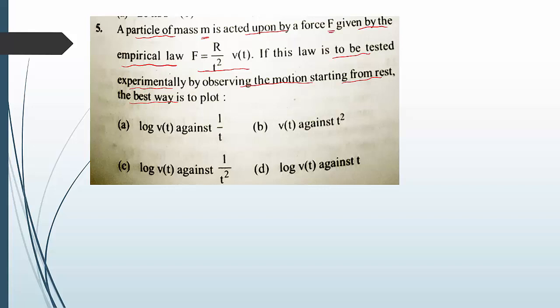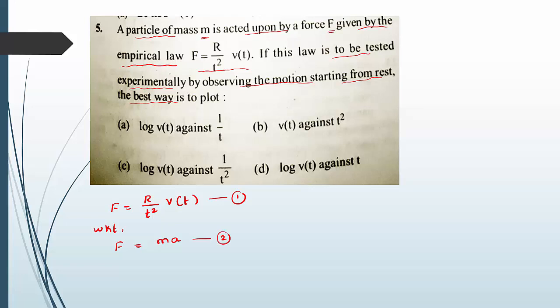So first we go for the given equation. What is the given equation? They have given the empirical law F equal to R divided by T square into V of T. This is our given equation. We know the general formula. What is the equation for force? F equal to ma. This is the given equation, the empirical law, and this is the force formula.